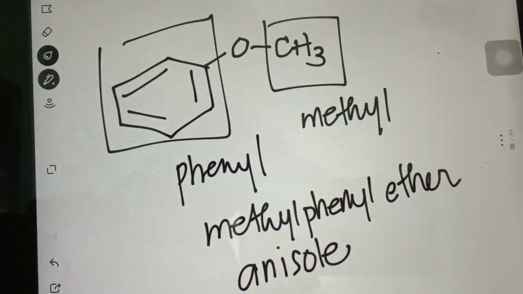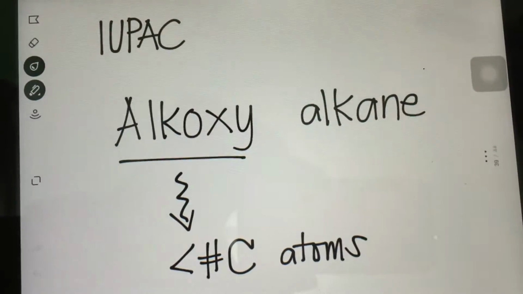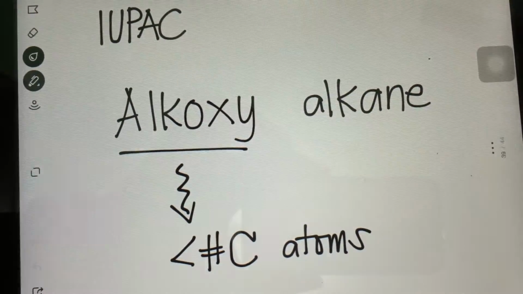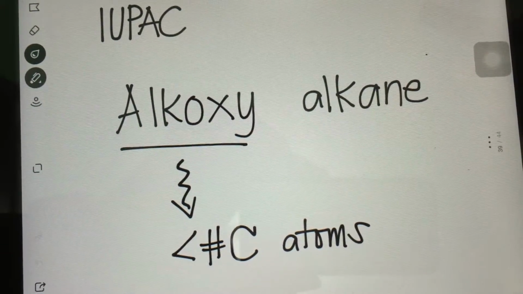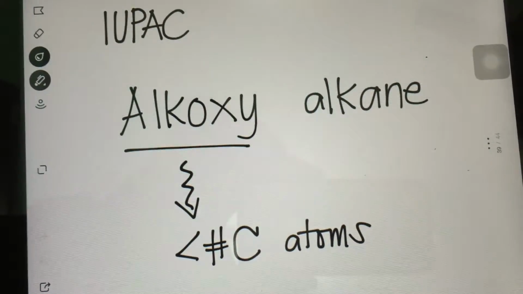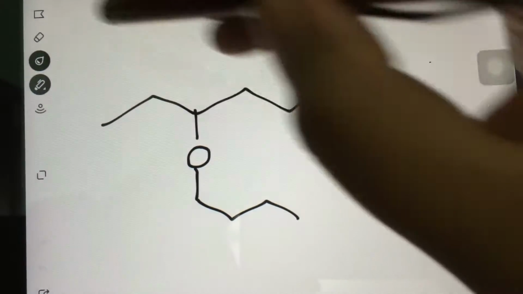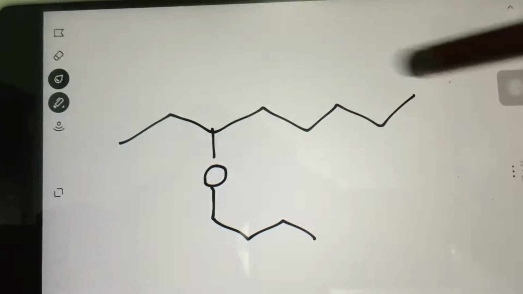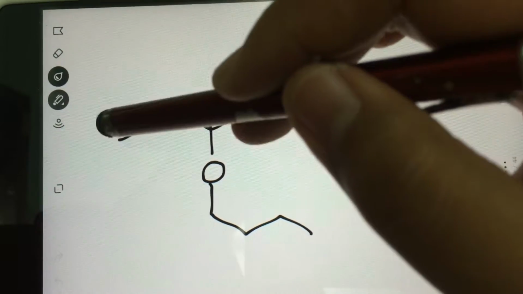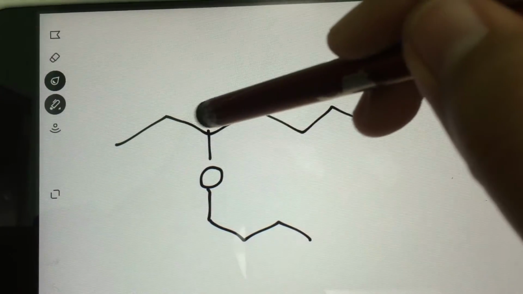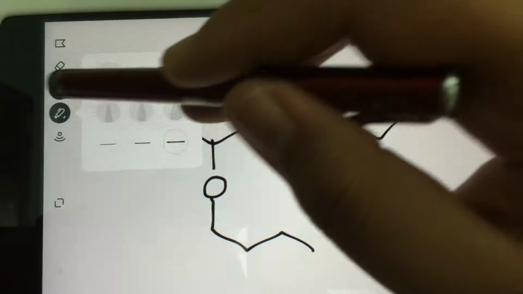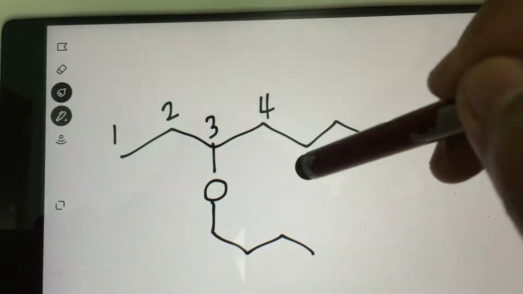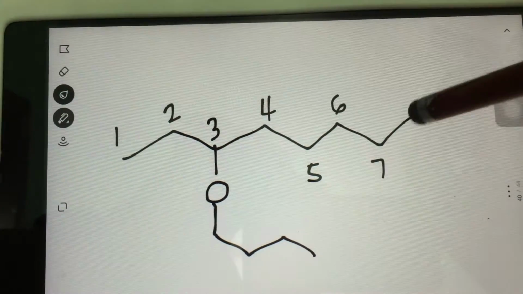Okay, yeah. So for IUPAC naming, it can be named as an alkoxyalkane, where the substituent or the one that will bear the alkoxy name will be the one with the lower number of carbon atoms. So, ganun pa rin yung rules natin. Find the longest chain containing the substituent, which is alkoxy. So, in this case, we will start numbering from the left so that we can give the lowest possible number for your substituent. Okay, so this is carbon 1, carbon 2, 3, 4, 5, 6, 7, and 8.